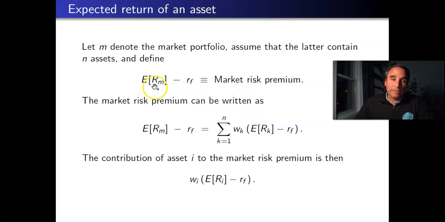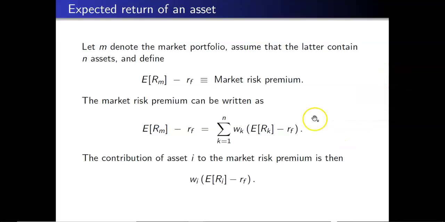We call the difference between the expected return of the market portfolio and the risk-free rate, E[R_M] - R_f, the market risk premium. The contribution of each asset to the market risk premium is the weight of the asset in the market portfolio times the difference between the expected return of this asset and the risk-free rate.